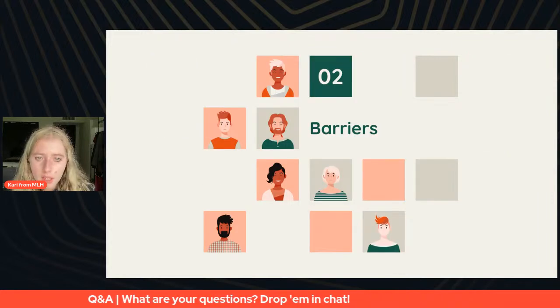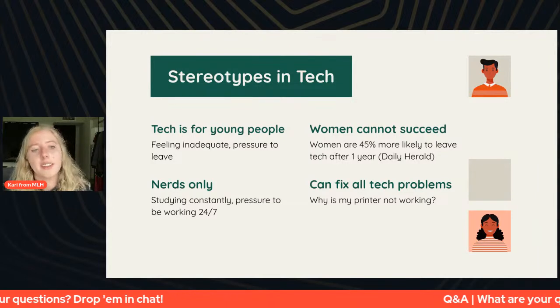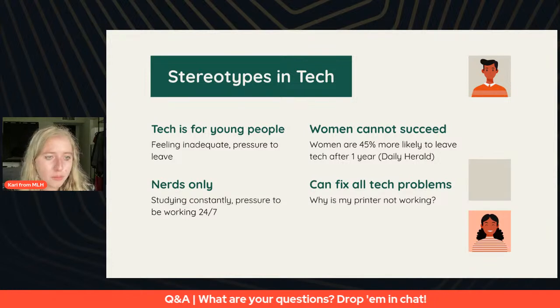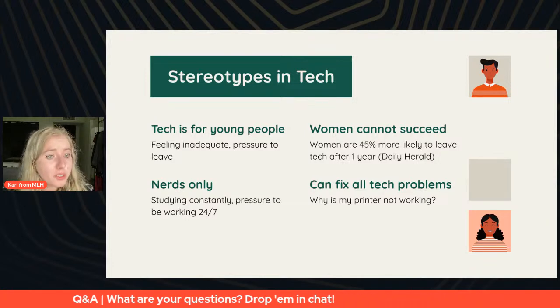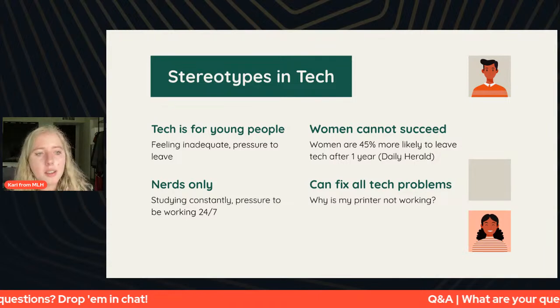So let's talk a little bit about some barriers and stereotypes in tech that I've encountered in my life. The first one is that entering tech is for young people. We're seeing more and more college students major in computer science every single year. That's awesome.